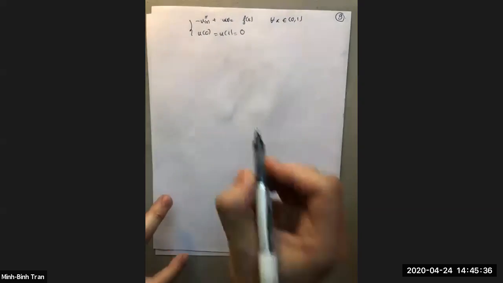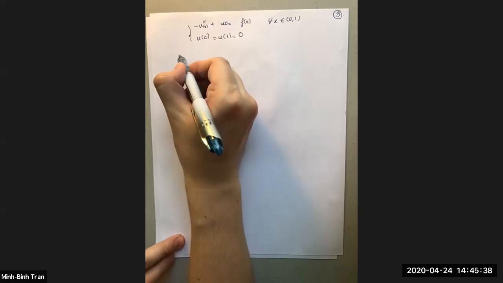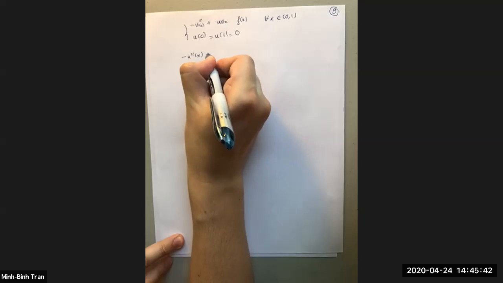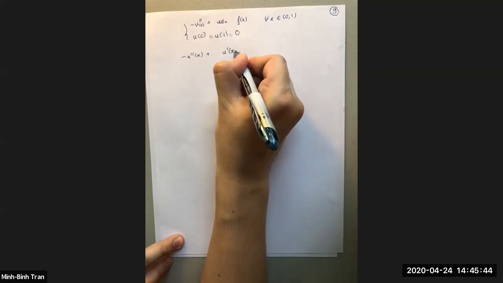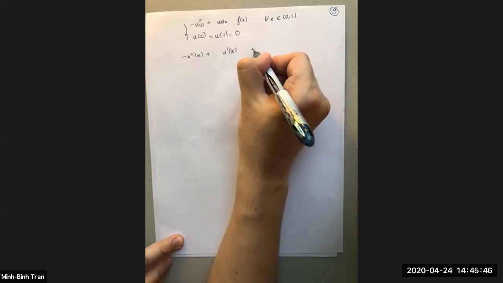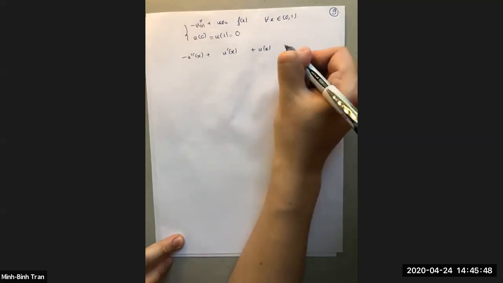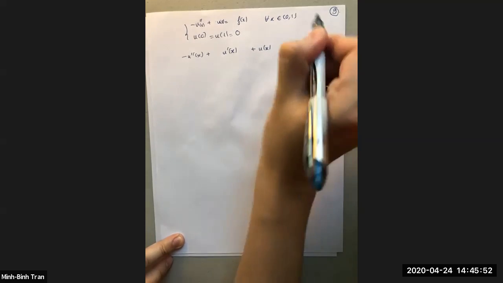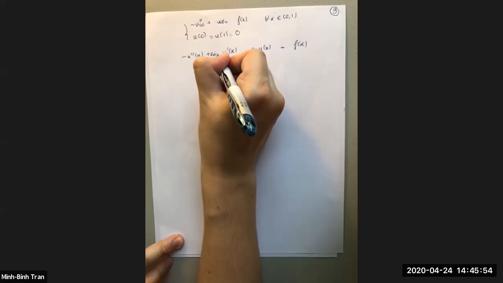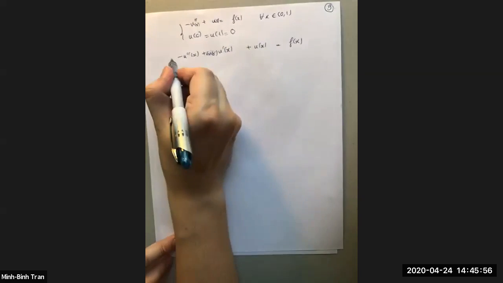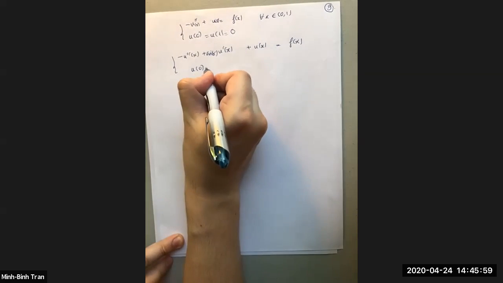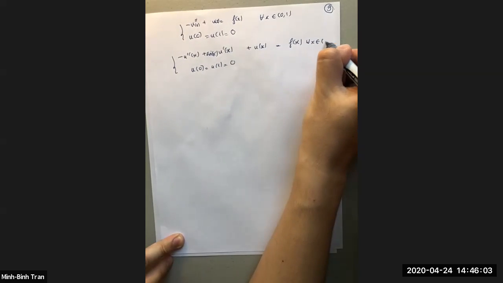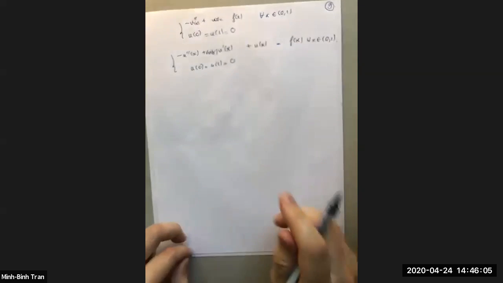Now, suppose that I have this equation, u prime of x plus u of x, and this is equal to f of x. And suppose that I multiply with sin of x here, right? And you have u(0) and u(1), they're both 0. And this is for all x in (0, 1). All right?